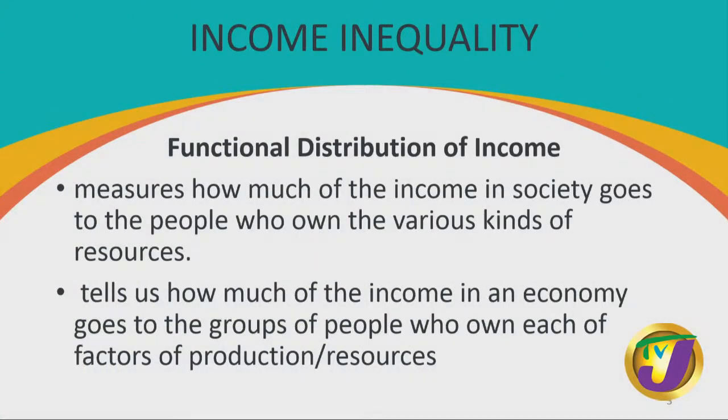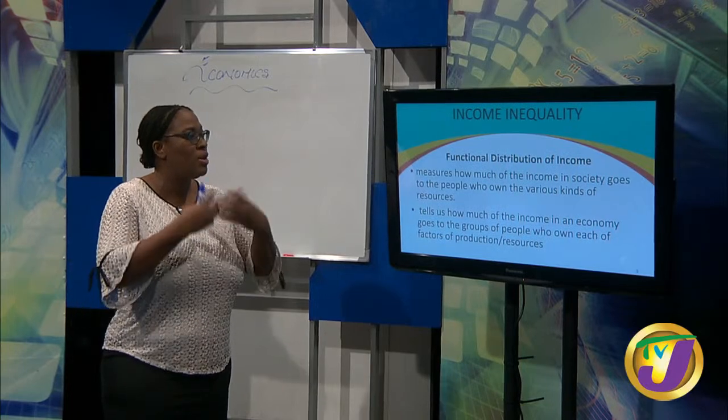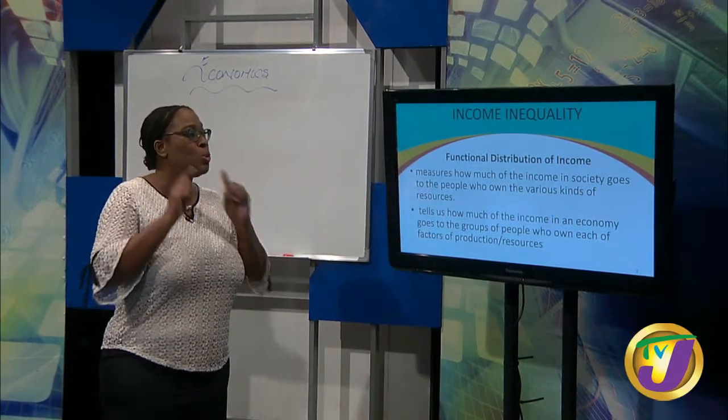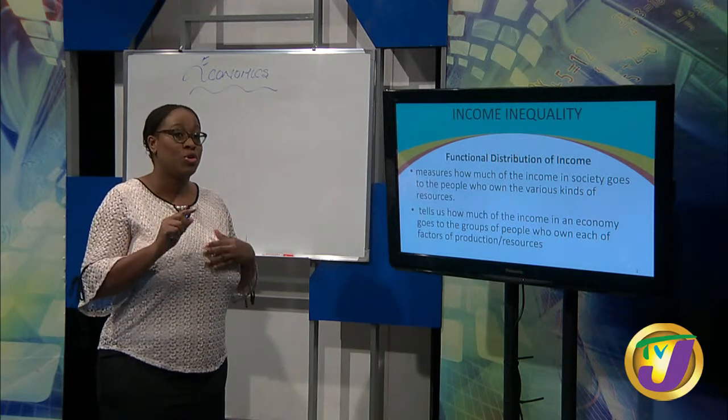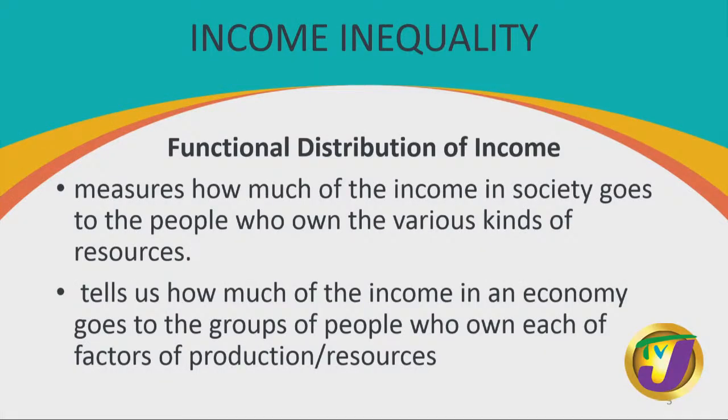Now, with income inequality, there are two terminologies that I just want us to understand, and the first one is functional distribution of income. Functional distribution of income measures how much income in society goes to persons who actually own those resources, or what we call the factors of production. So it tells us how much income in an economy goes to those who actually own it. If you don't own any, then you will not receive the rewards of having those factors of production.